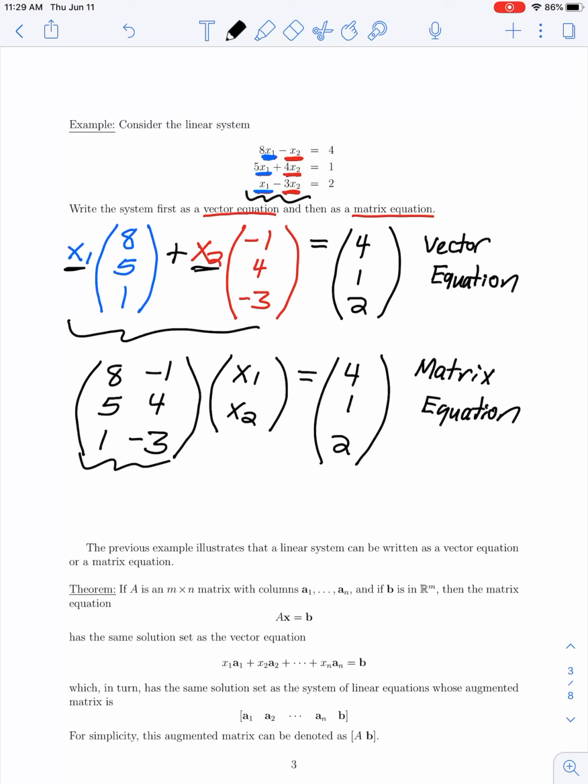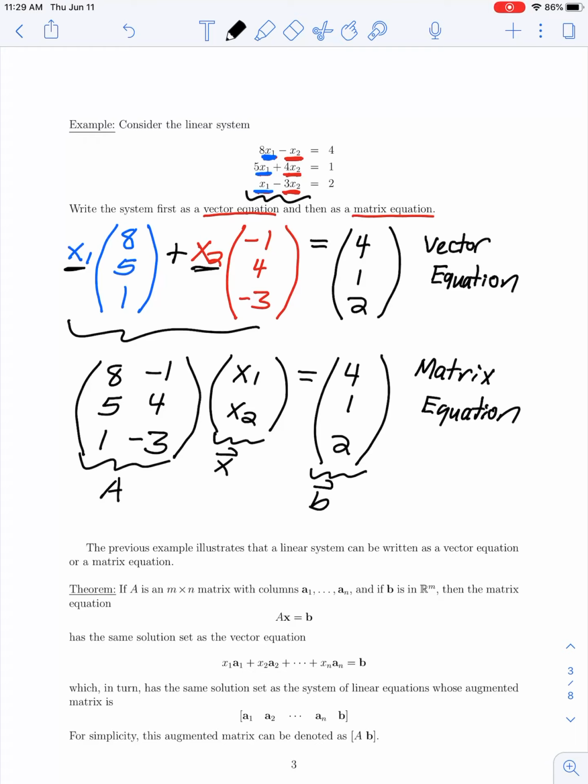So here we have a matrix A times some vector x, where x is our vector of unknown variables, in this case x1 and x2. And this is equal to some column vector B, where the elements of this B vector are the constants on our right-hand side. So notice that A is the coefficient matrix for our system. B is the vector of constants on the right-hand side of our equation.